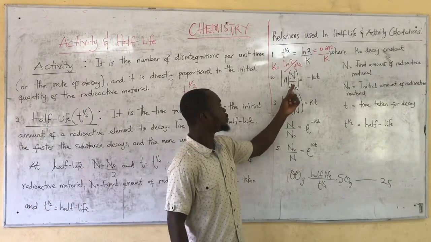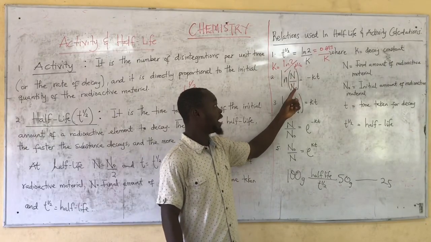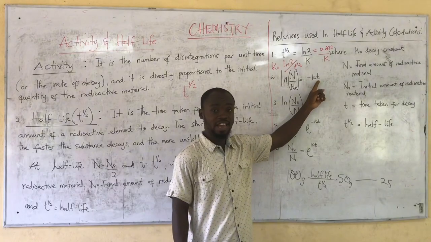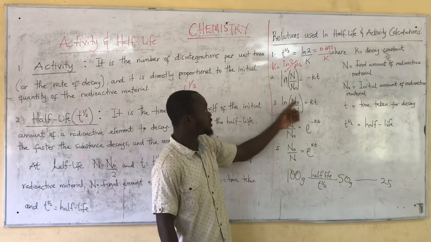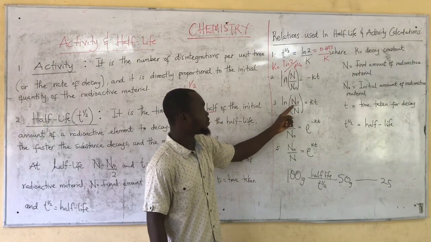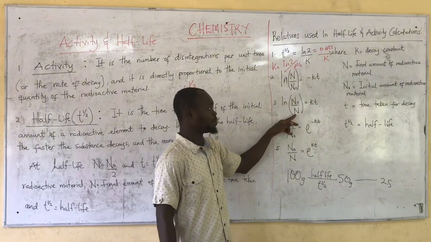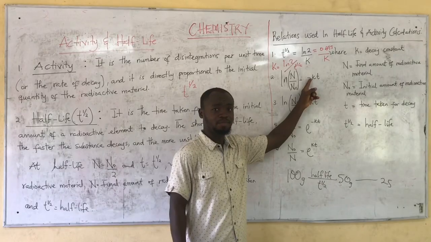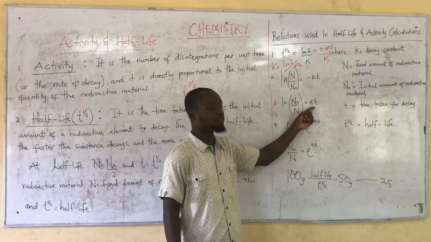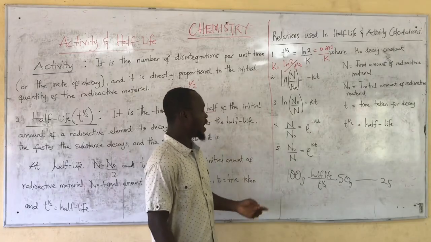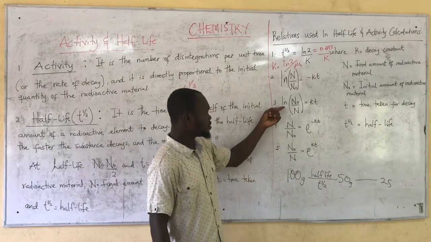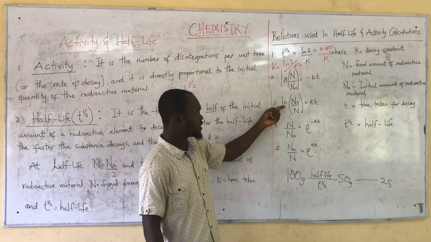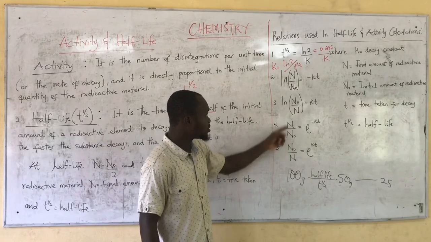Is that okay? So N is the final amount, N naught is the initial amount, K is the decay constant, and then T is the time taken. Is that okay? We can alternate between these. So we can also have ln of, this time around, N naught over N, and it's equal to what? KT. If it is N over N naught, it becomes minus KT. But if it is N naught over N, it becomes KT. Is that okay? Alright. Another relation we can also use, that is, we can eliminate the ln here by taking the ln inverse. Is that okay? Once you take the ln inverse, you're going to get N over N naught. That is when you're using this relation.